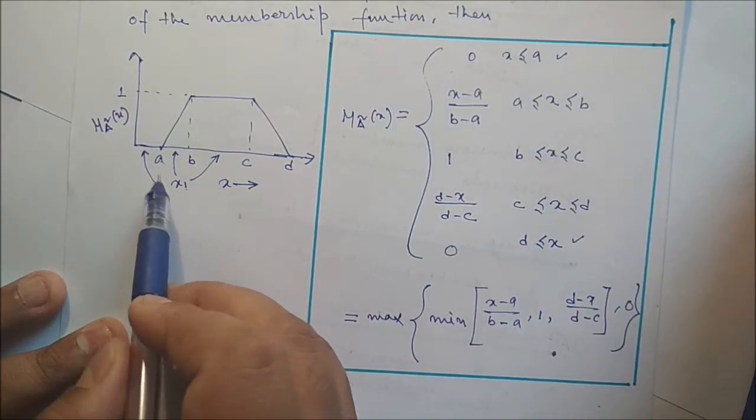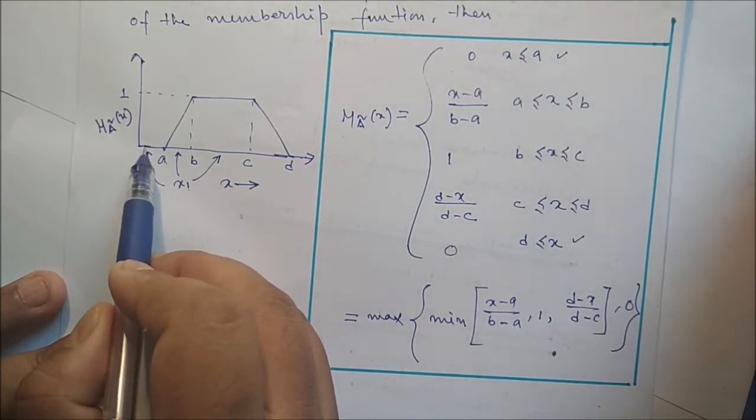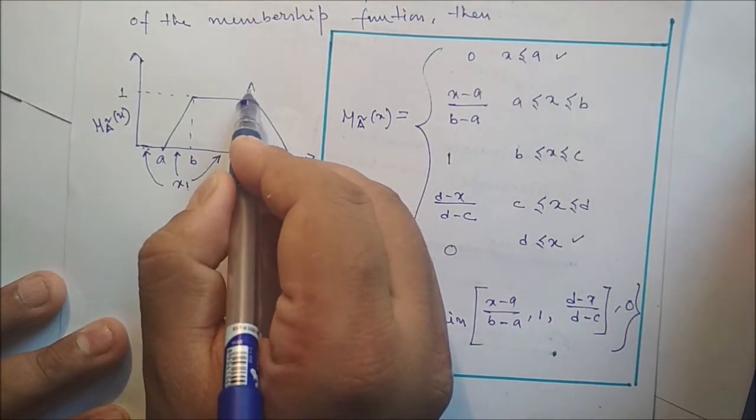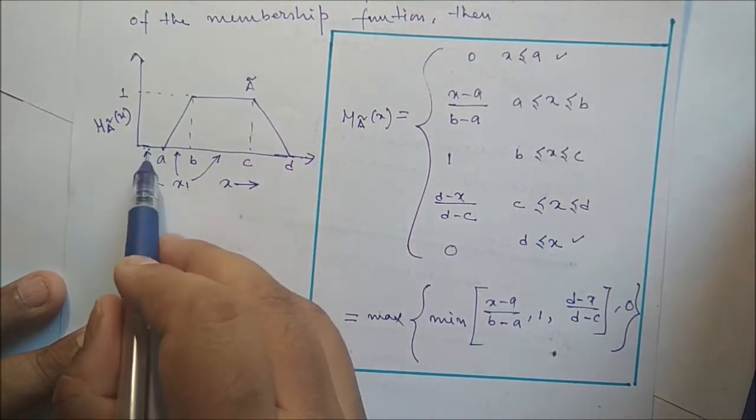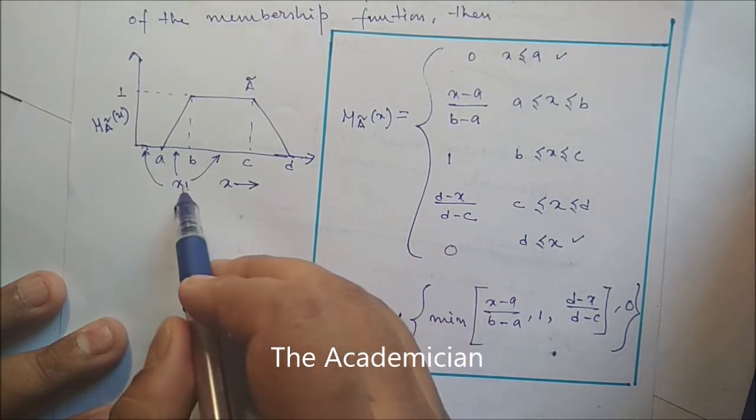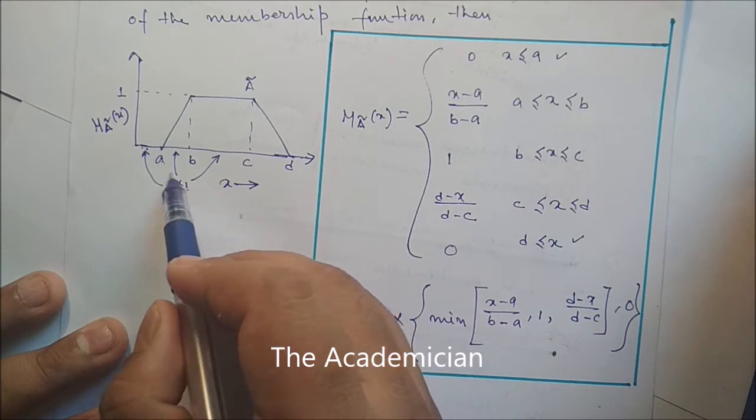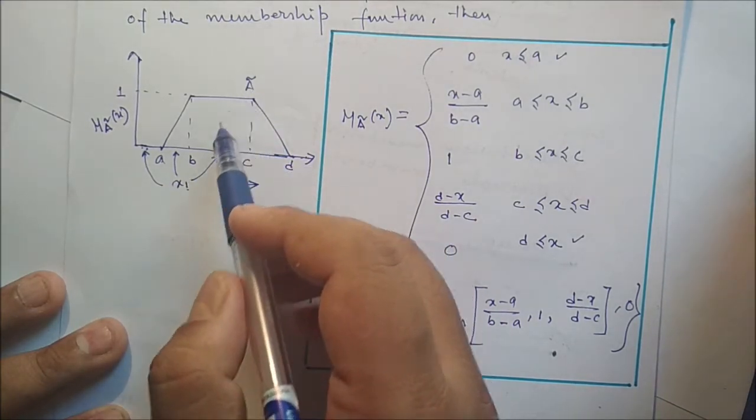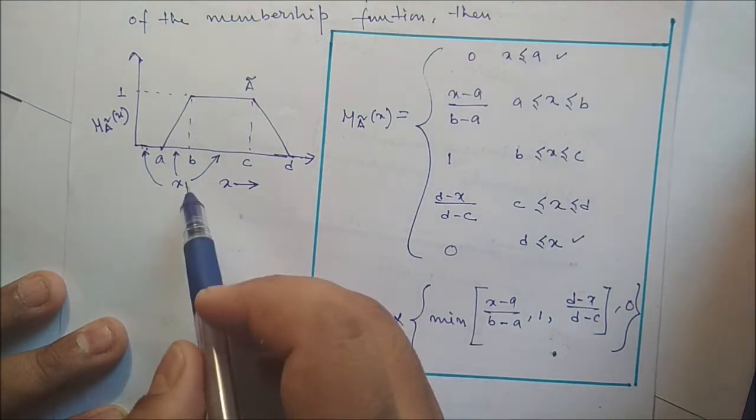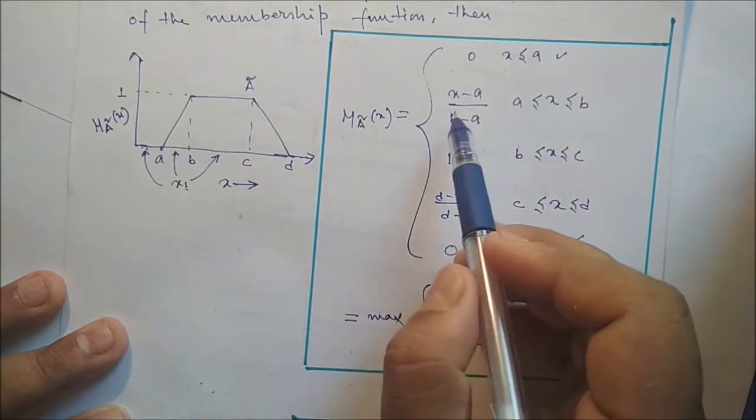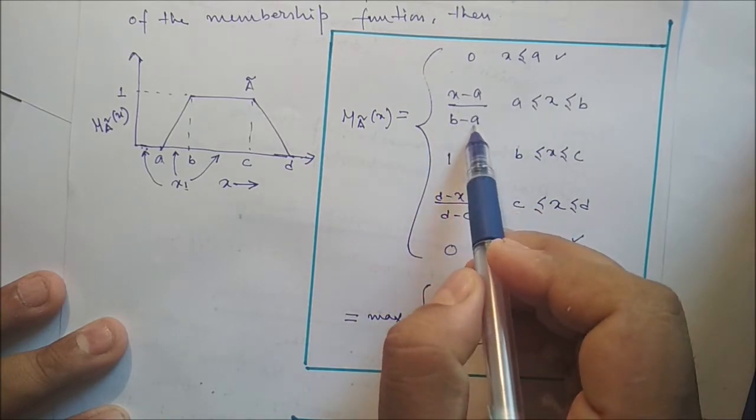Are you getting? So definitely if the value of x1 is somewhere here, the membership value of x1 inside this fuzzy set A should be 0. Similarly, if the value of x1 is more than d, then the membership degree of x1 inside this fuzzy set A should be 0. If the value of x is in between a to b, it should be (x minus a) by (b minus a).